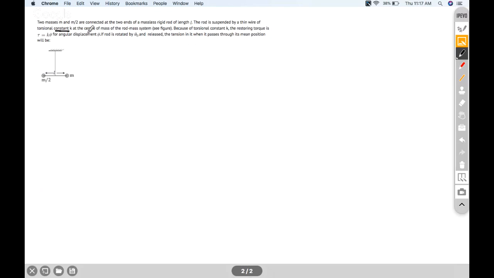This wire is connected at the center of mass of the rod system. The center of mass is not the center of the rod, because one mass is m by 2 and the other is m, so the center of mass is near the heavier mass. Because of this torsional constant, a restoring torque k into theta is created for angular displacement theta. If the rod is rotated by angle theta naught and released, you need to find the tension in it when it passes through the mean position.